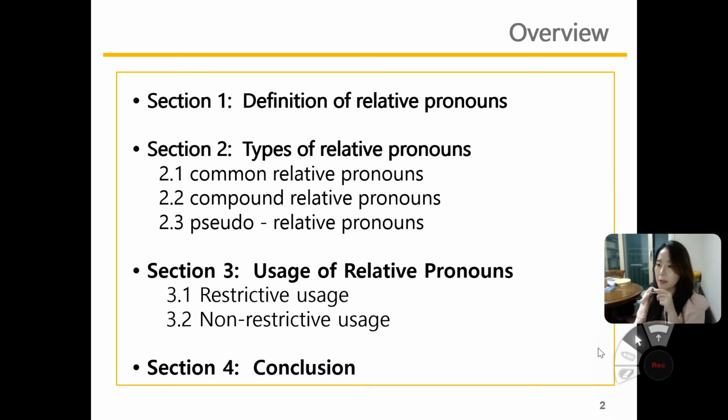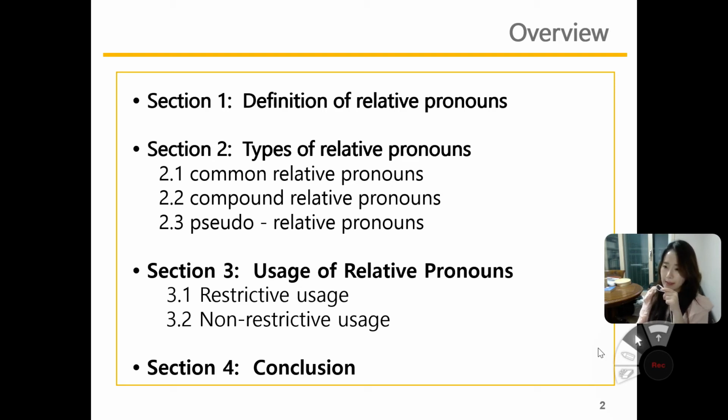Let's start by looking at the screen. Here is the overview of my presentation. My presentation will take about 20 minutes and is divided into 4 sections. In order to understand the theoretical background of relative pronouns, I will start with section 1 about the theories of relative pronouns by exploring how some of the representative scholars defined relative pronouns.